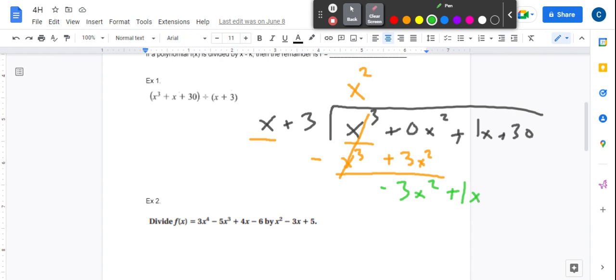Okay, now we're looking at our first terms again. So we're looking at the x and the negative 3x squared. So if we do negative 3x squared divided by x, that's equal to negative 3x. Okay, so we multiply x times negative 3x, which is going to be negative 3x squared. 3 times negative 3x is negative 9x.